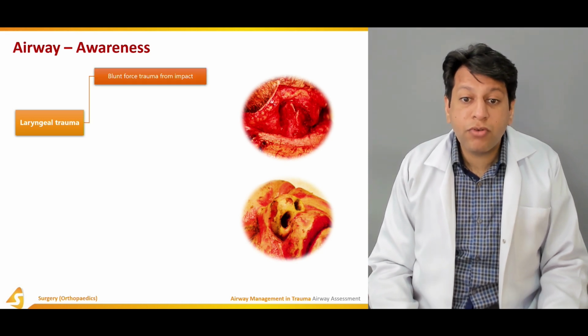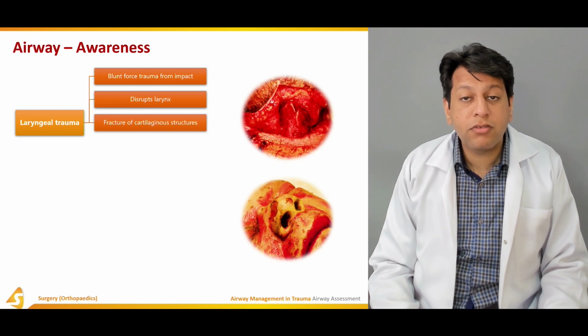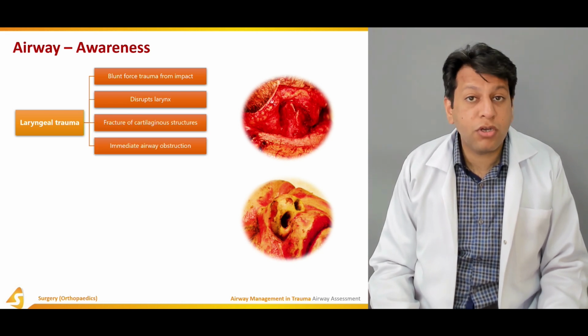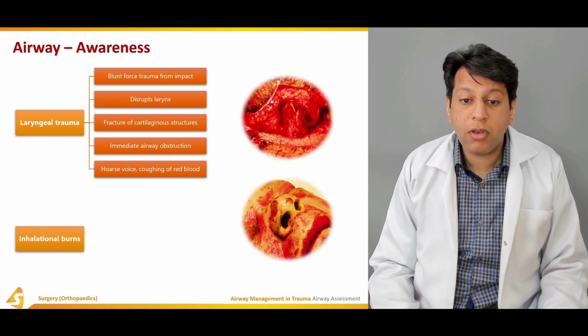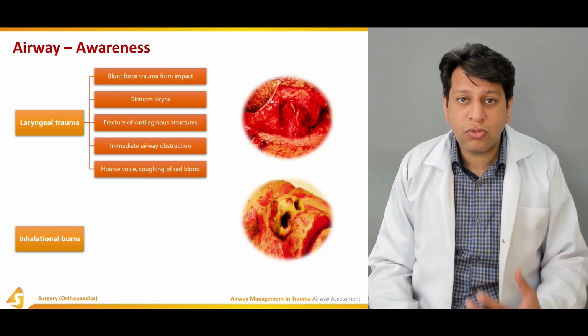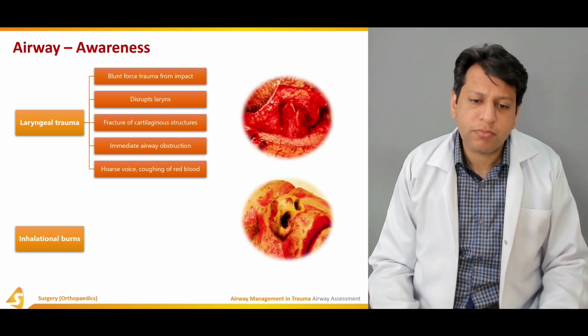There could be blunt force trauma from the impact, which disrupts the larynx and fractures the cartilaginous structures, which may not be visible on X-ray, and immediate airway obstruction occurs. This is usually associated with a hoarse voice, coughing of red blood, and swelling around the neck, which give telltale signs of a laryngeal trauma.